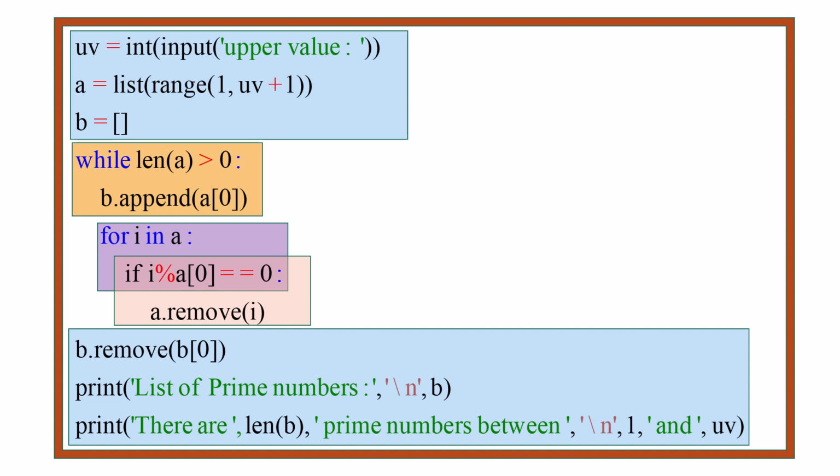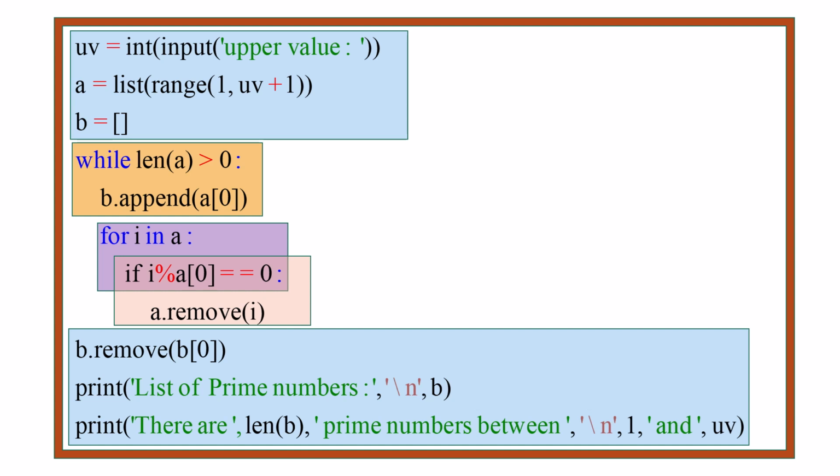Then based on the upper value, I'm creating a list which is titled A. And the range for the list is going to start from 1 and it will go up to one number higher than the upper value, because the way indexing works in Python, it is always one lower than the top value. And then in the third line, you will see I have created an empty list which is called B. And I am going to create a while loop.